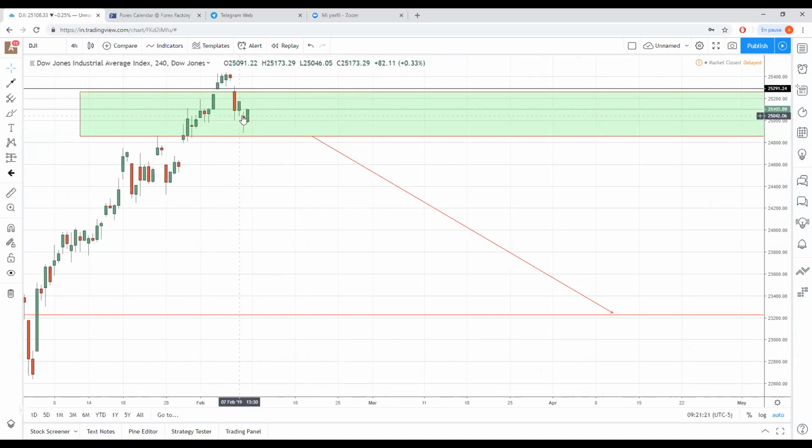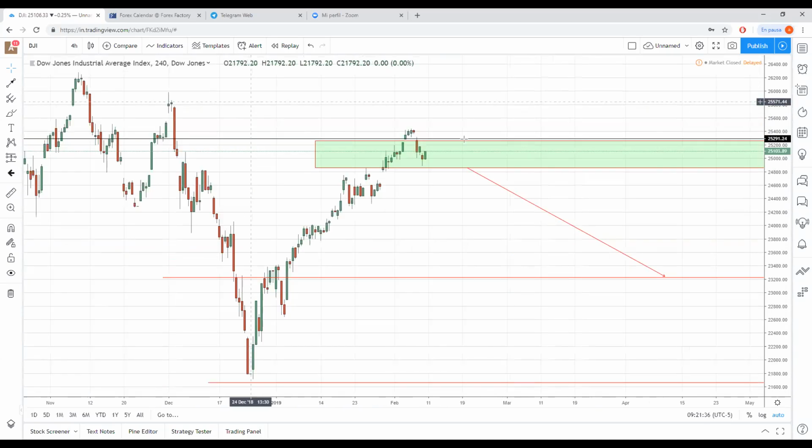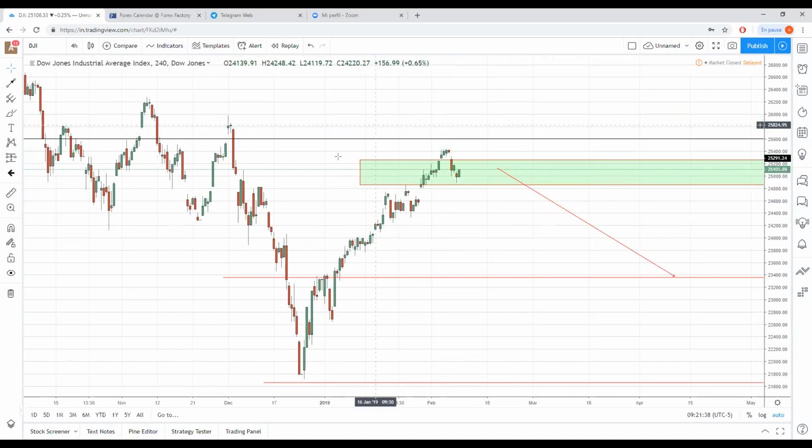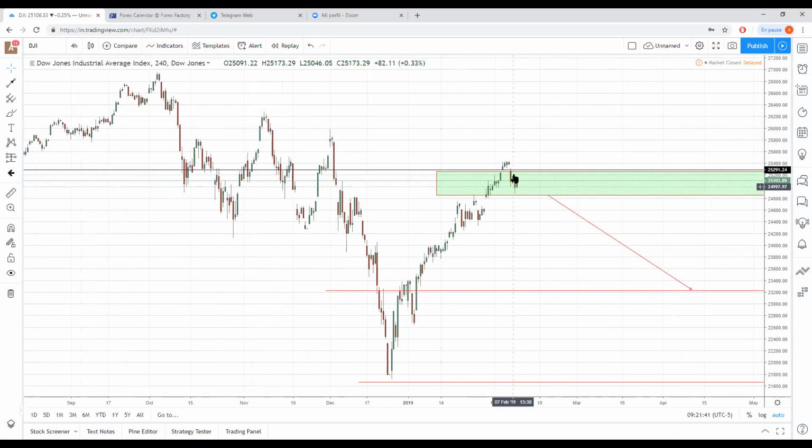So what do we want to see to get in? We want to see price go a little bit higher and start showing some signs of weakness around this area, around 25,200, and then we start looking for shorts. The short idea for the Dow Jones is still valid, so we just want to see some weakness around this area. More aggressive sellers will put positions on right away when they see weakness around this area.